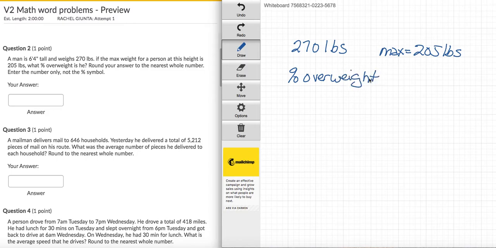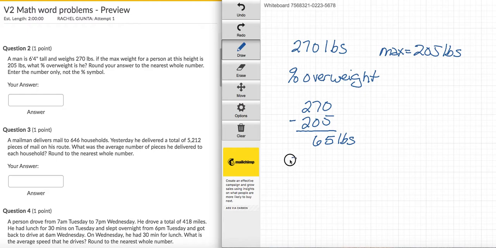So to get the percent overweight, we're going to have to find how many pounds overweight he is, and then plug that into the percent formula. The first step here is to take the 270 pounds that he weighs and subtract the 205 pounds that is the max weight for his height. You can pull up the calculator and you'll get that he is 65 pounds overweight. So that's an important step. Don't just plug his 270 pounds into the percent equation.